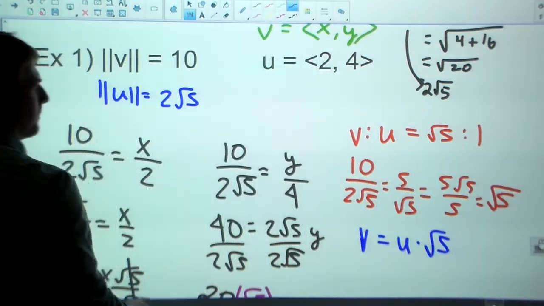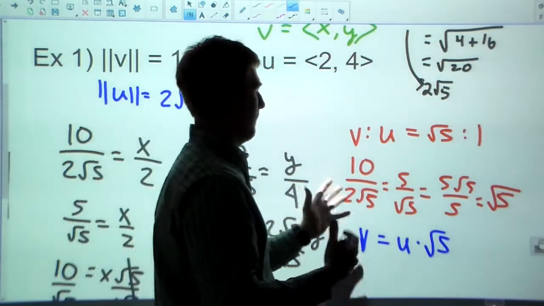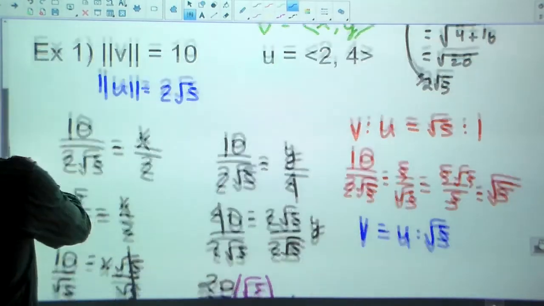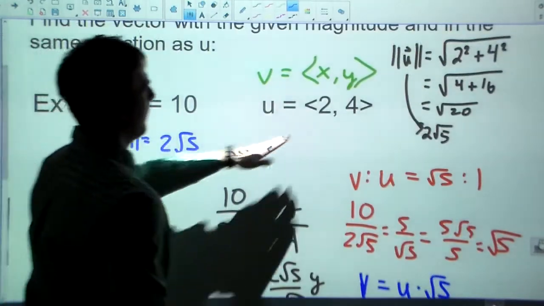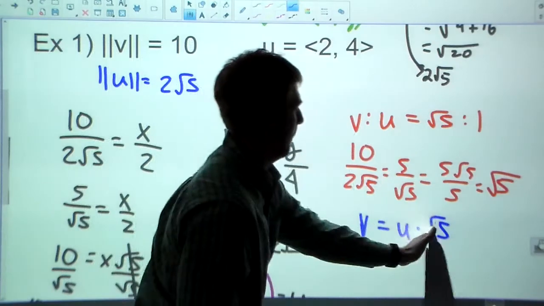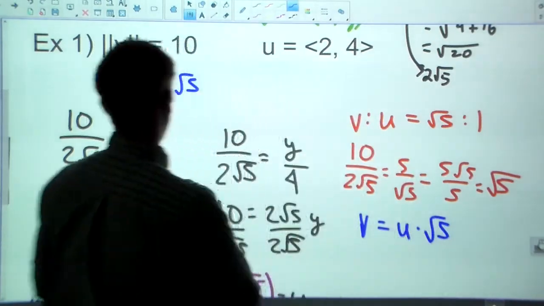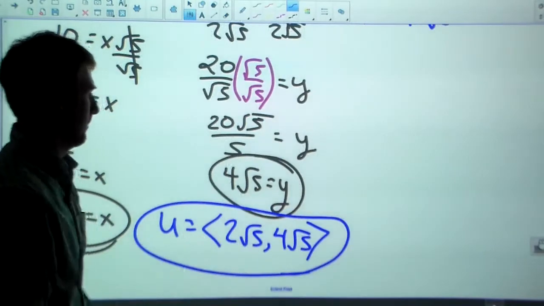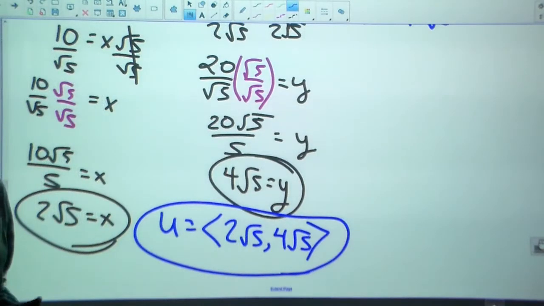Now, that one's maybe a little bit more thinking about why it would work, but if you understand why that's working, I think the process is a little bit quicker, because once I know u, I just need to multiply each component times the square root of 5, and then that's a quick way to get to that final result. Now, either way you go, you'll get to the same result, so it really doesn't matter. Do whatever makes most sense to you.